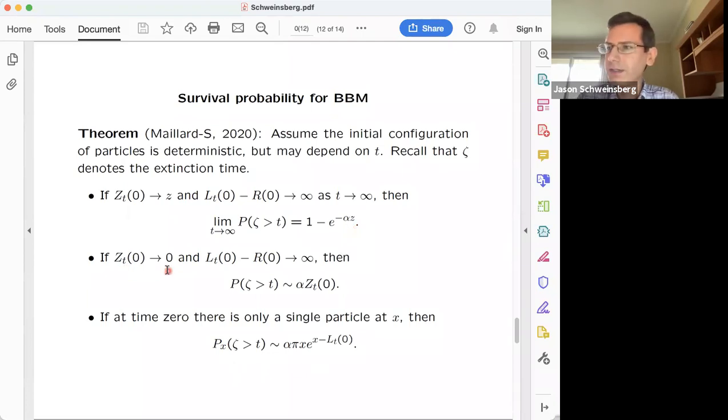If z_t of 0 converges to 0, and if no particles start out too close to L_t of 0, then we can approximate 1 minus e to the minus alpha z by alpha times z to get that the survival probability is asymptotically alpha times z_t of 0. A special case of this result is when the initial configuration just consists of one particle located at x, and then the probability of survival until time t is asymptotically alpha pi times x times e to the x minus L_t of 0, and that's the result that we stated at the beginning of the talk.